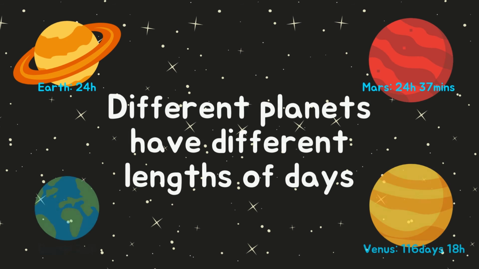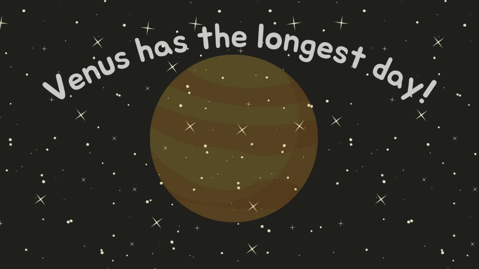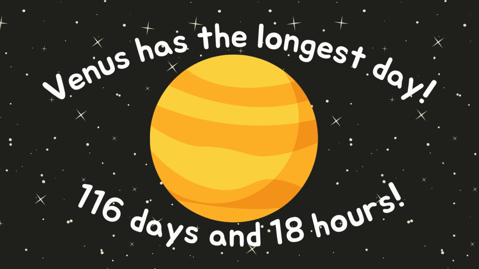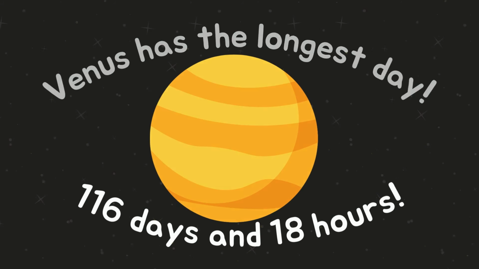Do you know that different planets have different lengths of days? A day is determined by how long the planet takes to rotate along its axis. For example, Earth takes 24 hours to rotate along its axis. So a day on Earth is 24 hours, but on Venus a day lasts for 116 days and 18 hours. Venus has the longest day out of all the planets of the solar system.